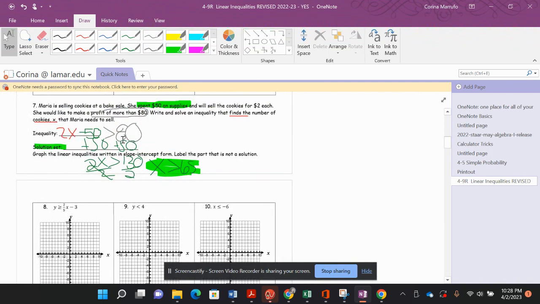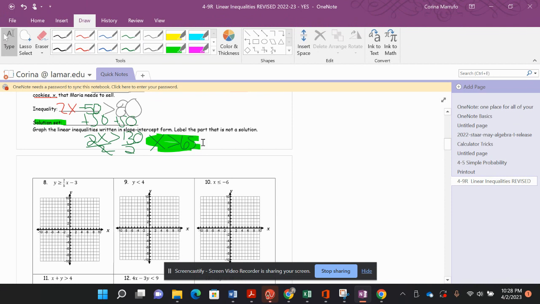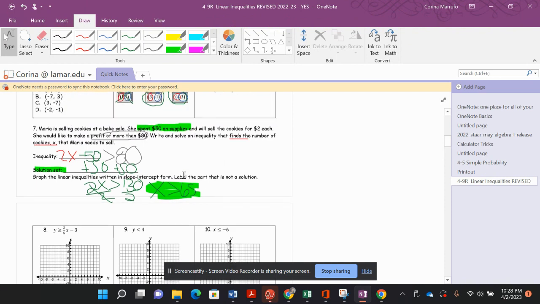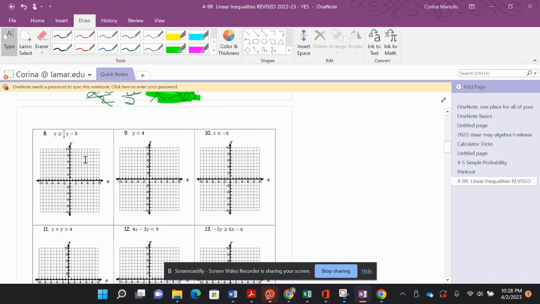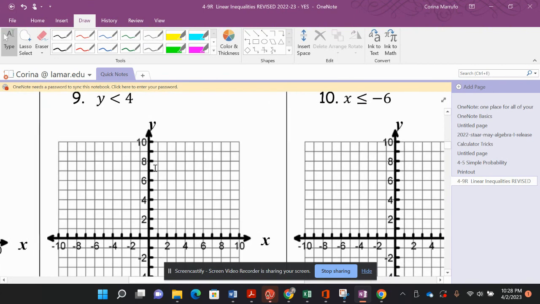All right, the next part, this part was supposed to go over here with these ones. So it says graph the linear inequalities written in slope-intercept form, label a part that is not a solution. Okay, so here I am doing the odd numbers, so I'm going to skip 8. Let's look at 9. So 9 says y is less than 4. So it doesn't have any x's, it doesn't have a slope. Okay, so what we're going to do here is we are going to find 4 on my y-axis because it says y is less than 4.